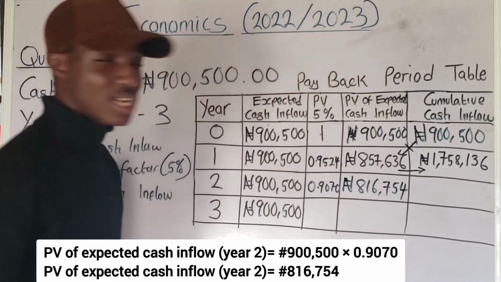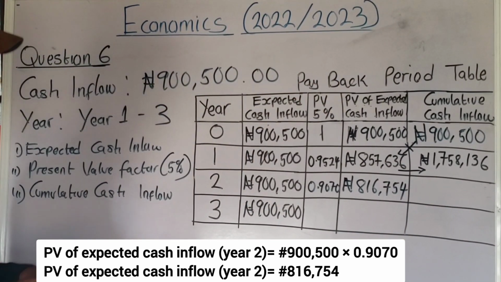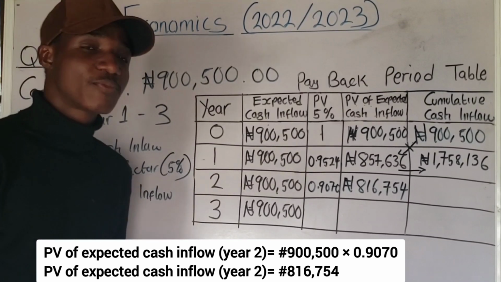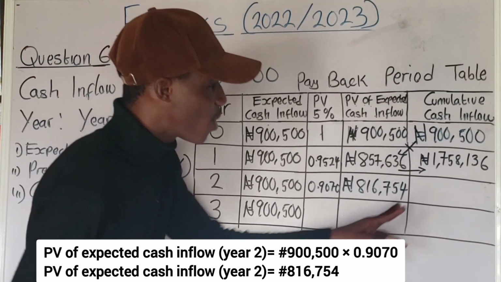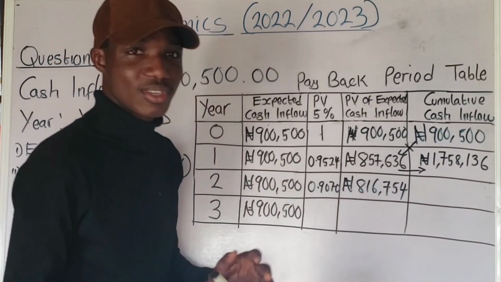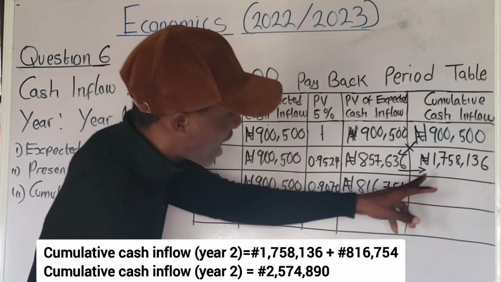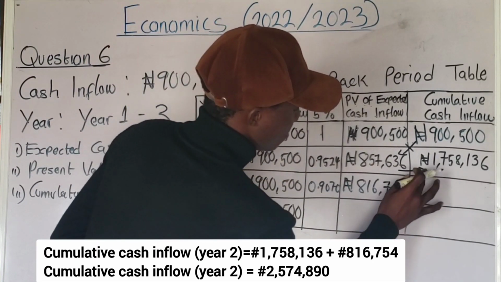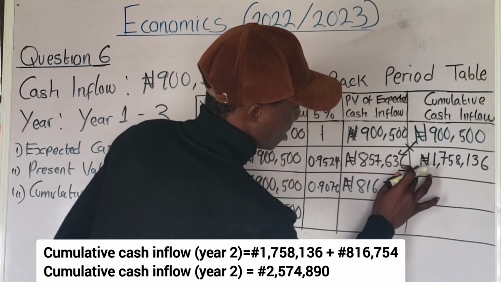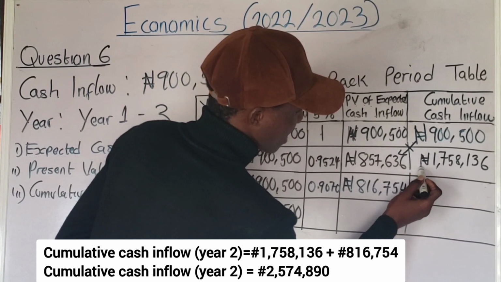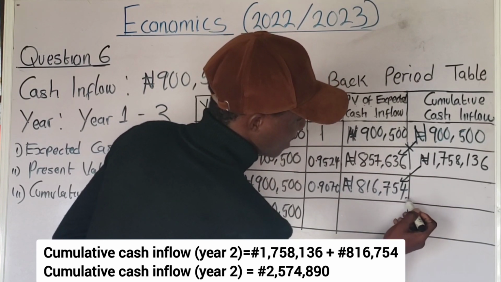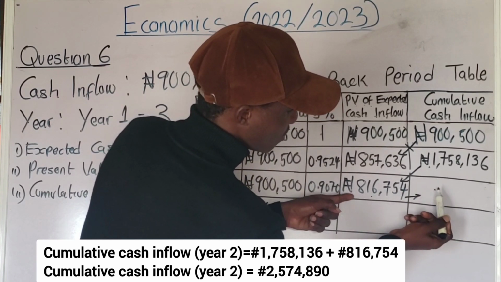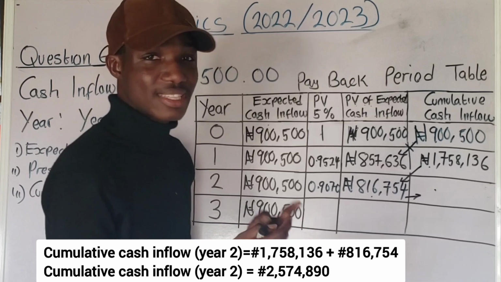816,754. Do you understand? Now we want to determine the cumulative cash inflow. The cumulative cash inflow now will be the sum of these cells and these cells. You are going to add this and this together to get the value of this. Let me draw the arrow again. You are going to add these cells and these cells together to get the value of these cells. Do you understand? That is the cumulative.